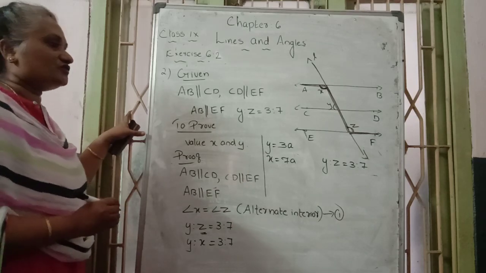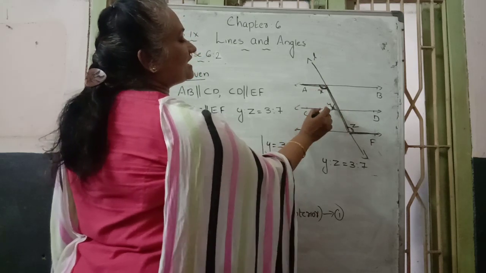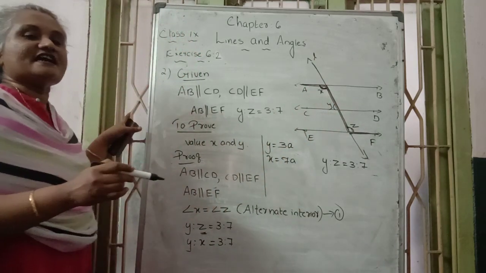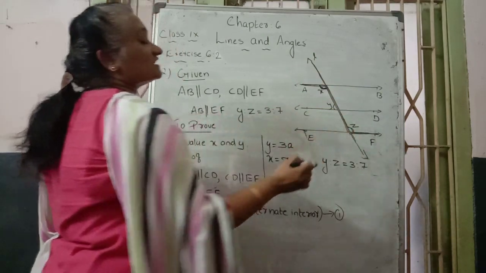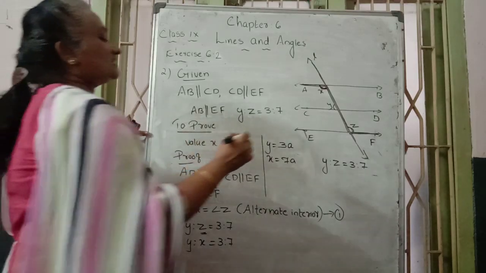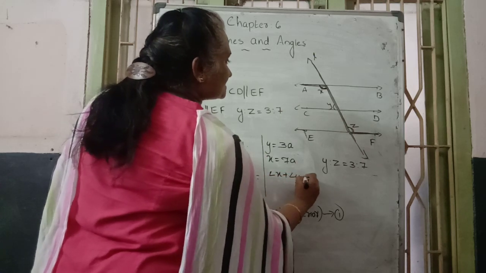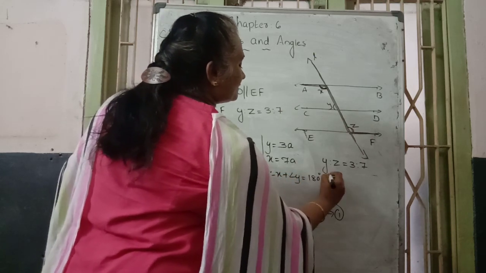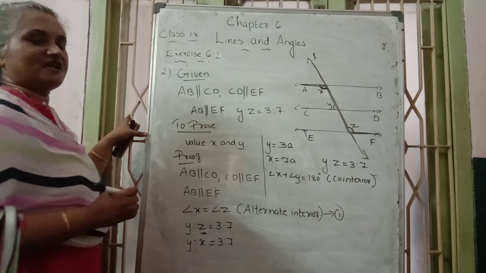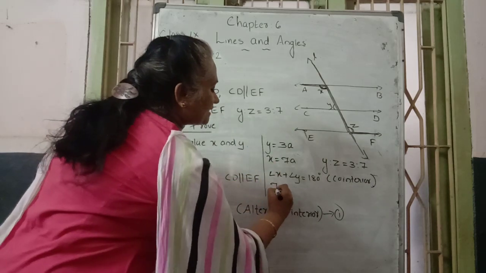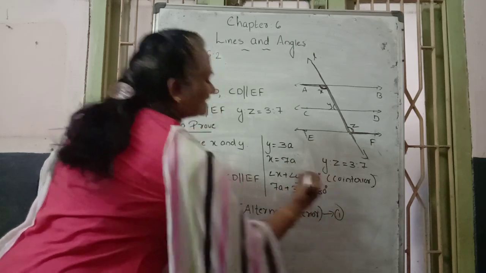Values, how to find out? Here see, x and y are there. Just before we learned x and y are co-interior angles. Co-interior property says that they make a supplementary angle. That's why we can say angle x plus angle y is equal to 180 degrees. Co-interior property we applied there. Angle x we marked as 7a, angle y 3a is equal to 180 degrees.